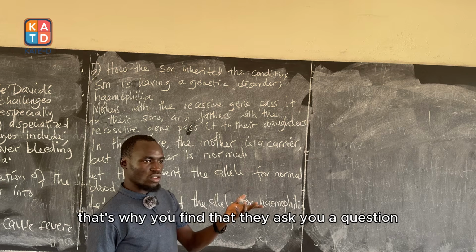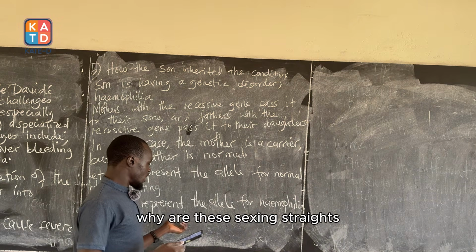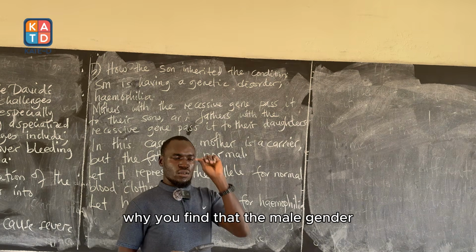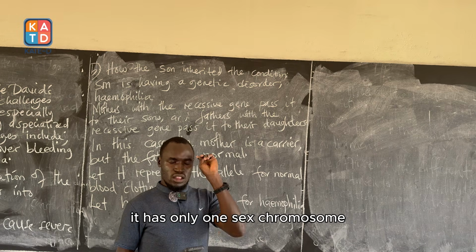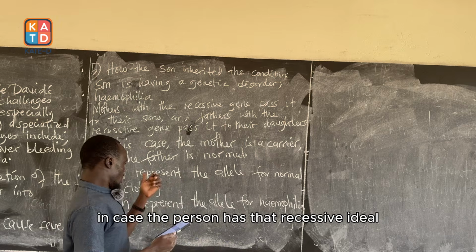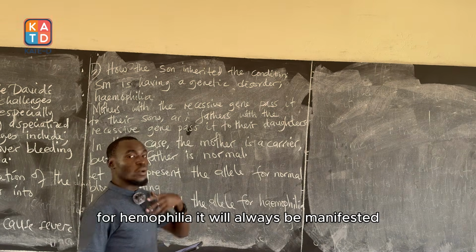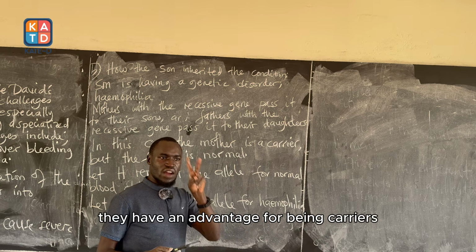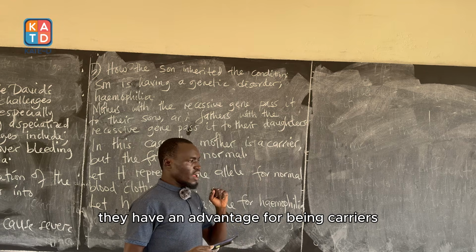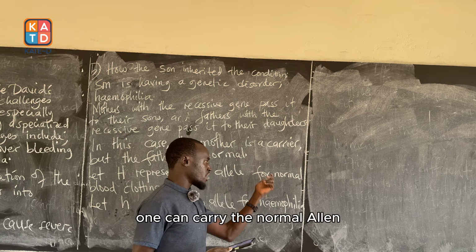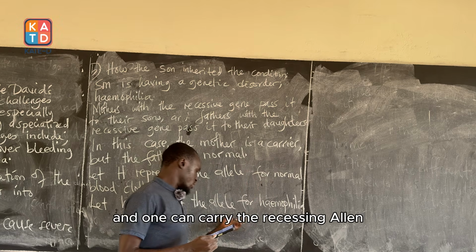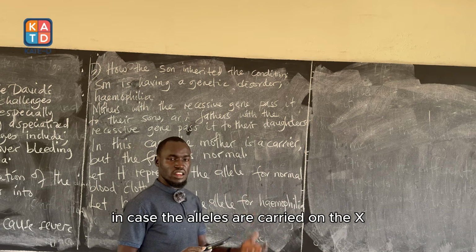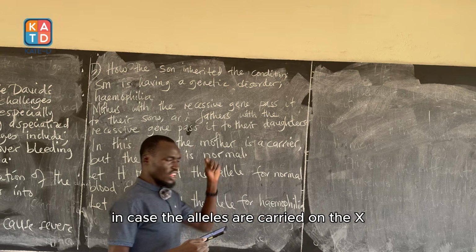That's why they ask you a question: why are these sex-linked traits so common in the male gender? You will find that the male gender has only one X chromosome. In case the person has that recessive allele for hemophilia, it will always be manifested, and they stand a small chance of surviving. But the ladies have an advantage for being carriers in that they have two X chromosomes. One can carry the normal allele and one can carry the recessive allele for hemophilia. And so carriers are always females in case the alleles are carried on the X chromosomes.